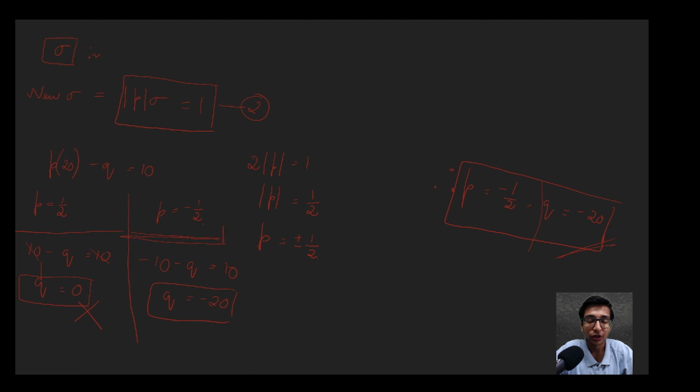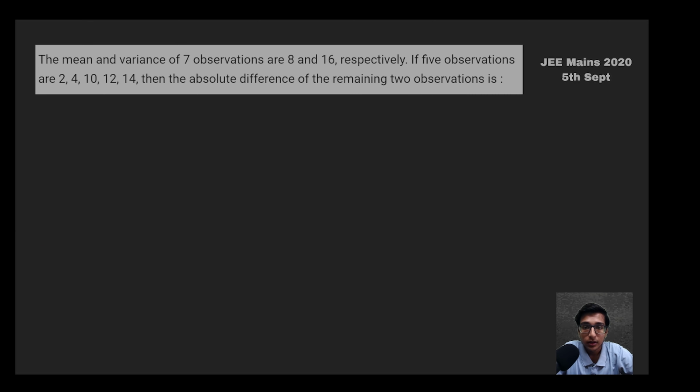Now we'll move on to the next question. If 5 observations are 2, 4, 10, 12, 14, then the absolute difference of the remaining 2 observations is. I hope you can see that the question has mentioned there are 7 observations. However, it has only provided you with 5 of them. That means 2 are missing.